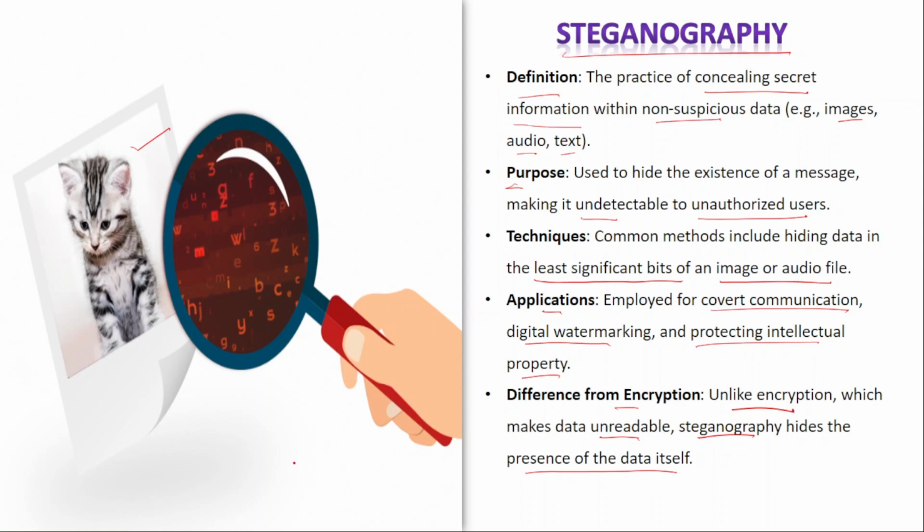So in encryption, you may see the data. For example, you may see something like garbage, but you cannot make sense of it. While in steganography, you cannot see even the garbage. The data is basically hidden inside the image. You cannot see it. So this is the main difference.